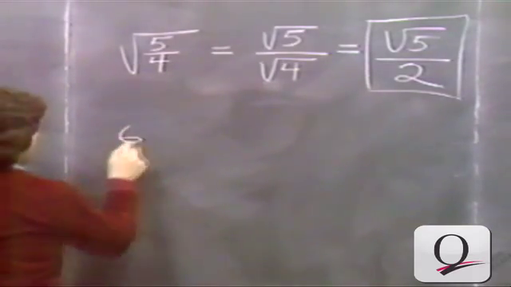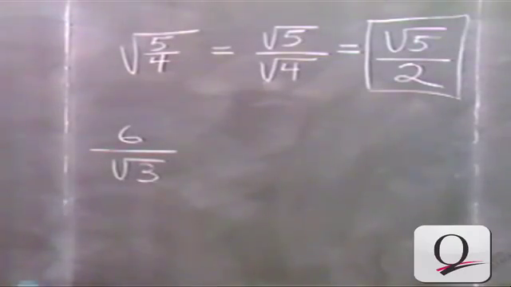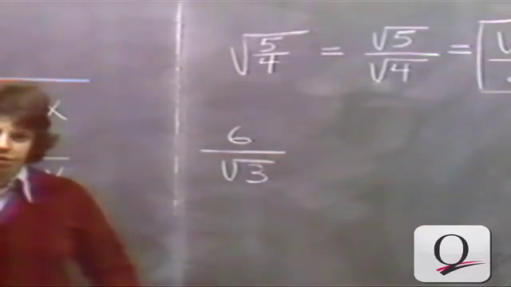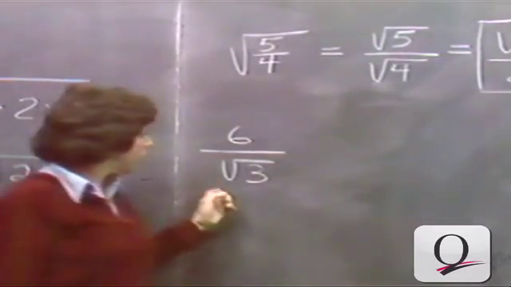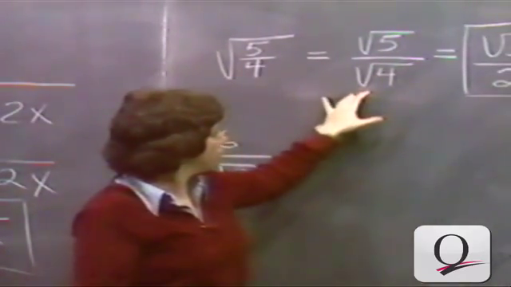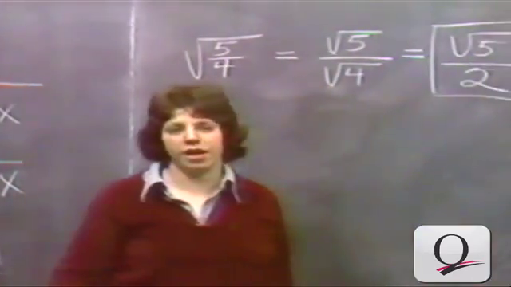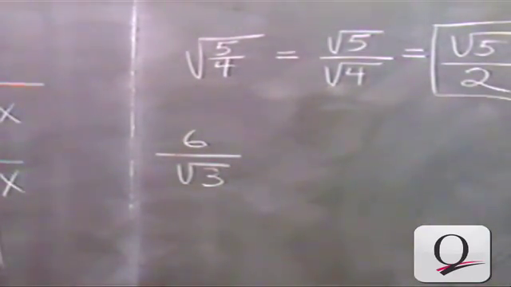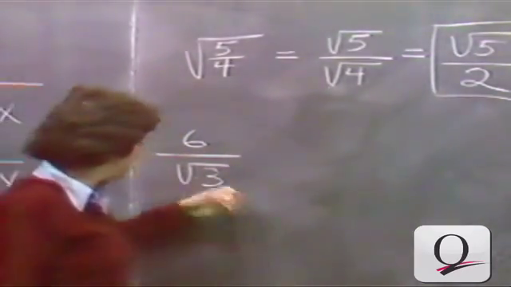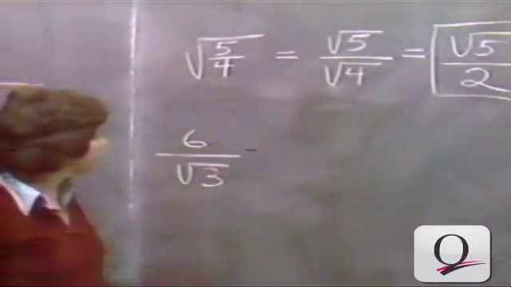Okay, let's look at 6 over the square root of 3. Okay, now we have a radical in the denominator. We had one over here too, but it was a very simple case because the radical in the denominator was the square root of a perfect square, and we were able to eliminate it on the first step. Our object here is to get the radical out of the denominator. Since the square root of 3 is not the square root of a perfect square, we can't just write it without the radical on the first step.